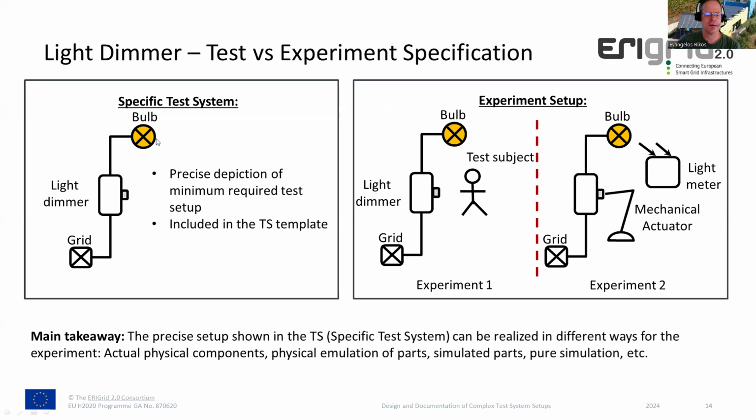From this exact representation of the test system, we can move on to the experiment setup, which is how to realize the specific test system in the laboratory. In this case, we define 2 different experiment setups. The left one here involves the use of an actual user, whereas the right one is fully automated.